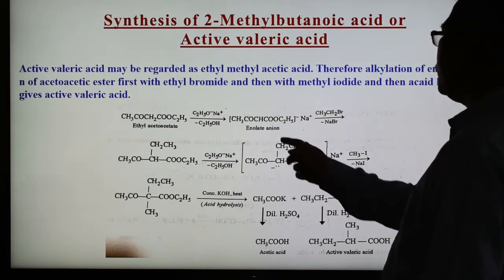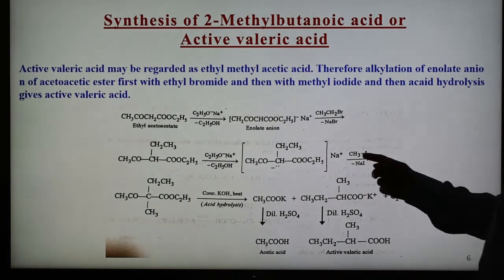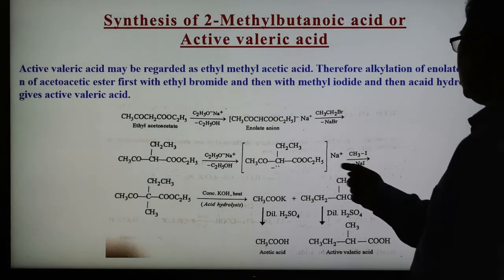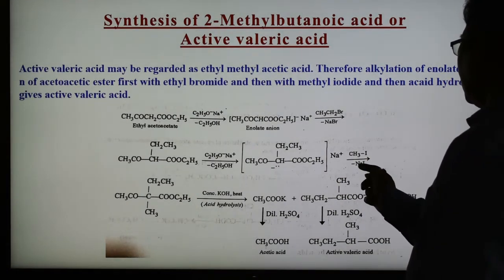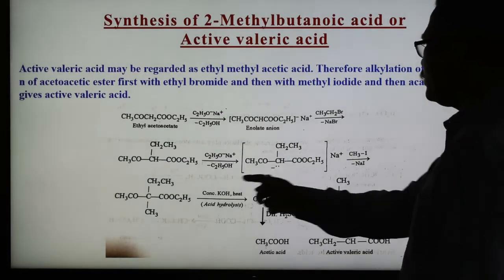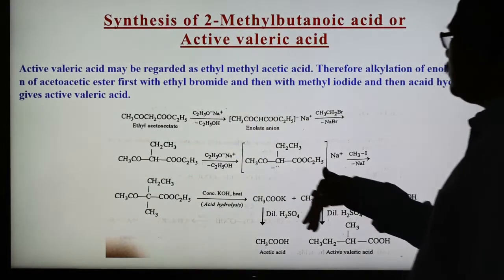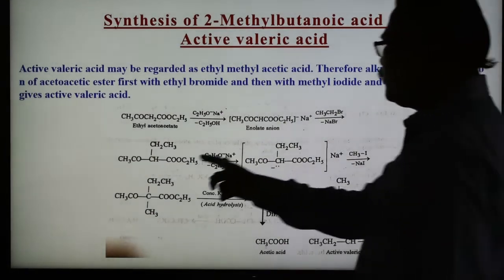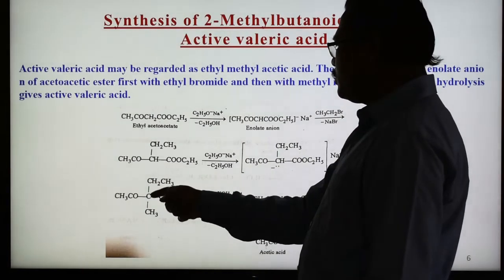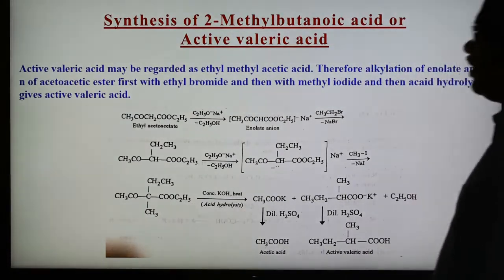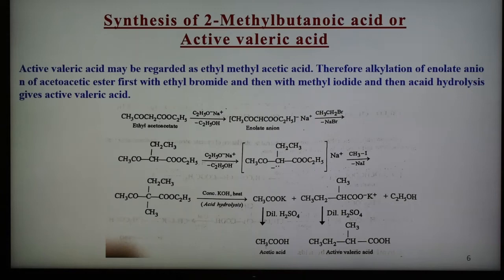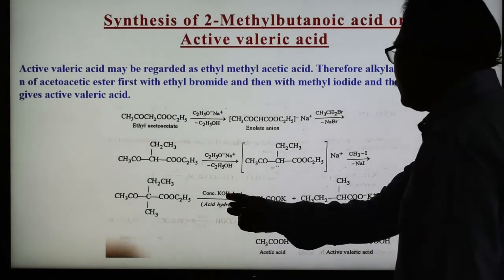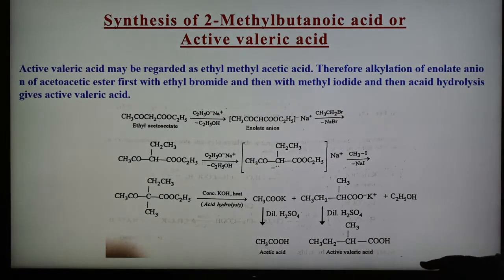This is also another enolate anion, and this reacts with the methyl iodide, and here NaI is replaced and the CH3 group is attached here. So this is shown here. So in the first step of alkylation, ethyl bromide is reacted, and in the second, methyl iodide. So first of all ethyl is introduced, and then in the second stage the methyl group you have to introduce during the alkylation, and after that hydrolysis, and then acid hydrolysis.